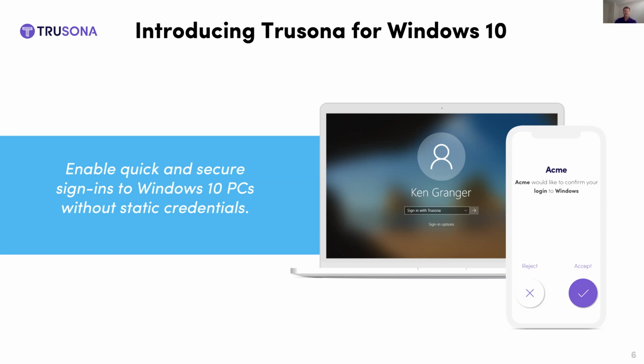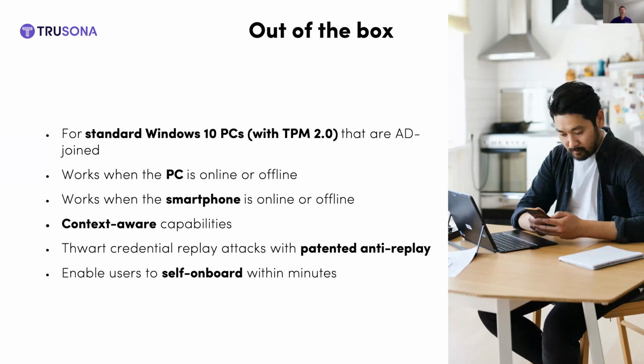So what do we deliver right out of the box? This is for what we call standard Windows 10 PCs with the TPM 2.0 module integrated that are AD joined. In other words, they are joined to your Active Directory. That's very important. This is not meant as a solution for standalone PCs, or my PC that's sitting over here. That's not what it's meant for. It's meant for organizations that have a variety of different Windows 10 machines to be able to log in.